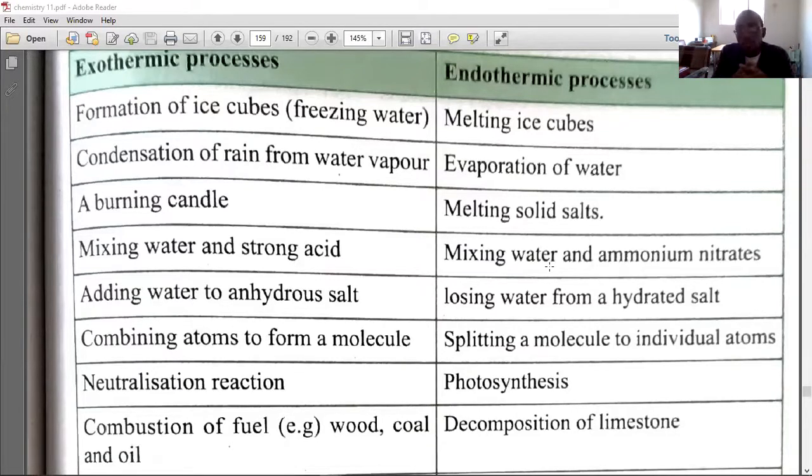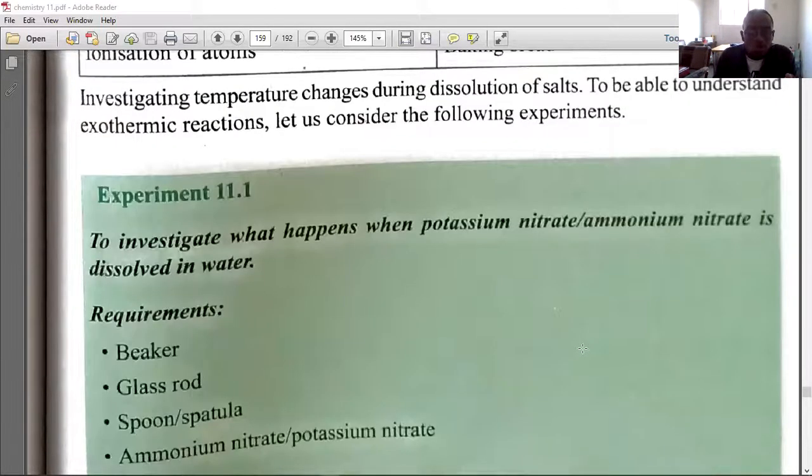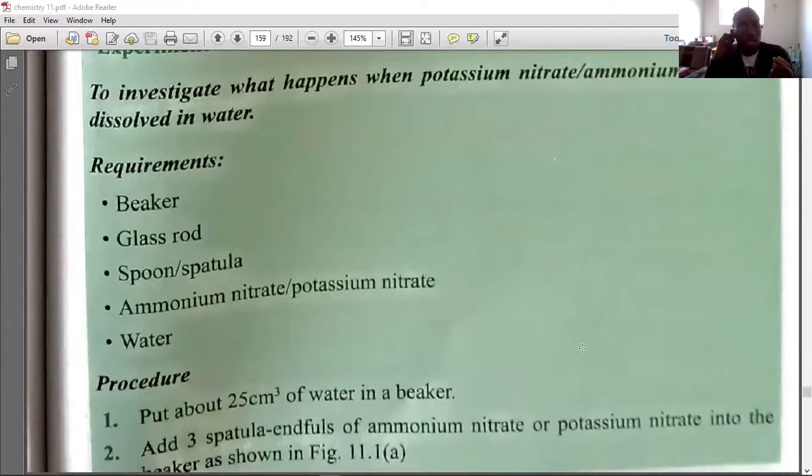But it's very difficult for you to tell just by looking at those examples. Therefore, you can conduct a practical and be able to tell which reaction is endothermic and which reaction is exothermic. Remember, we said exothermic heat is released, endothermic heat is absorbed.